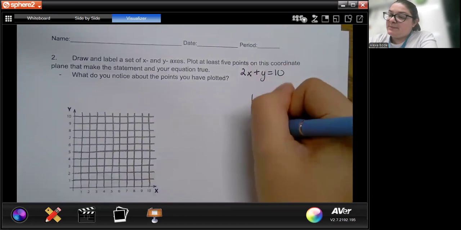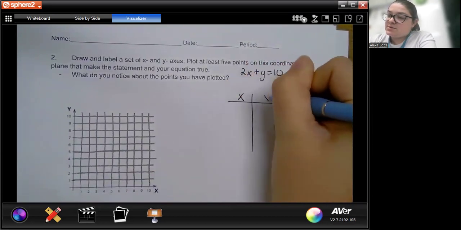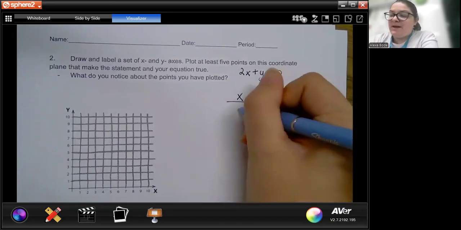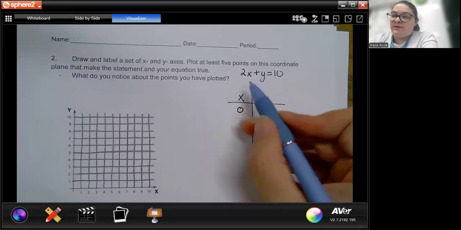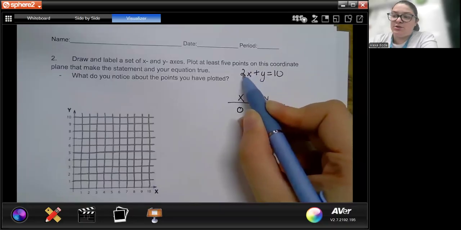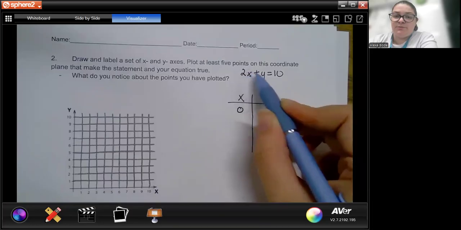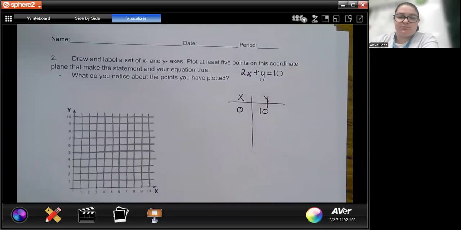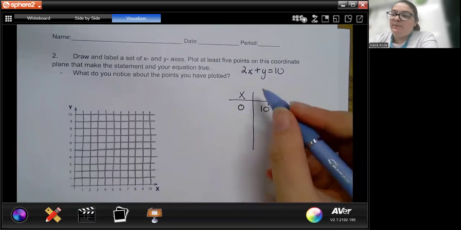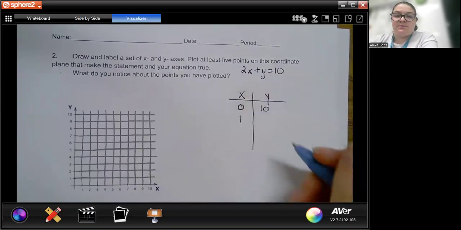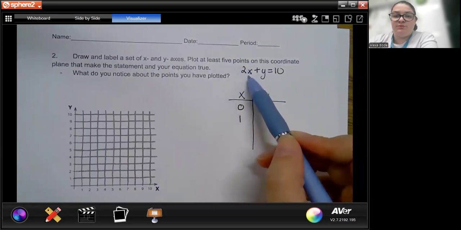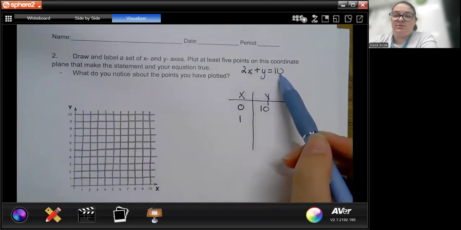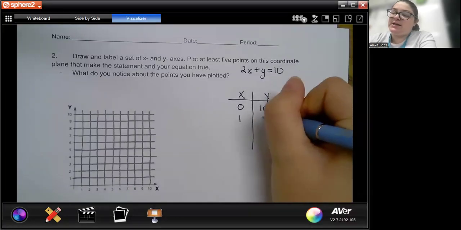So we want to kind of make a table again, x and y. If I made 0 my x, if I put 0 in for x, 2 times 0 would be 0. 0 plus y equals 10. So what plus 0 is 10? That is just 10. If I had 1 for x, 2 times 1 is 2, plus something is 10. 2 plus what is 10? 2 plus 8 is 10.